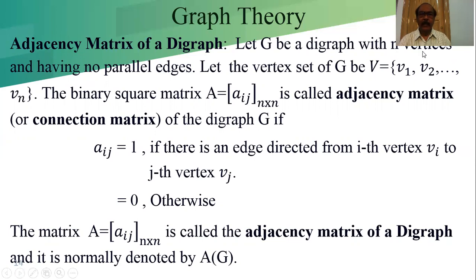Let G be a digraph with n vertices and having no parallel edges. As per our consideration, there are no parallel edges. Let the vertex set of G be V = {V1, V2, ..., Vn}. The binary square matrix, in this case, cannot be a symmetric matrix. That's why we say it is a binary square matrix A = [Aij] n by n. It is called the adjacency matrix or the connection matrix of the digraph G if it satisfies these conditions.